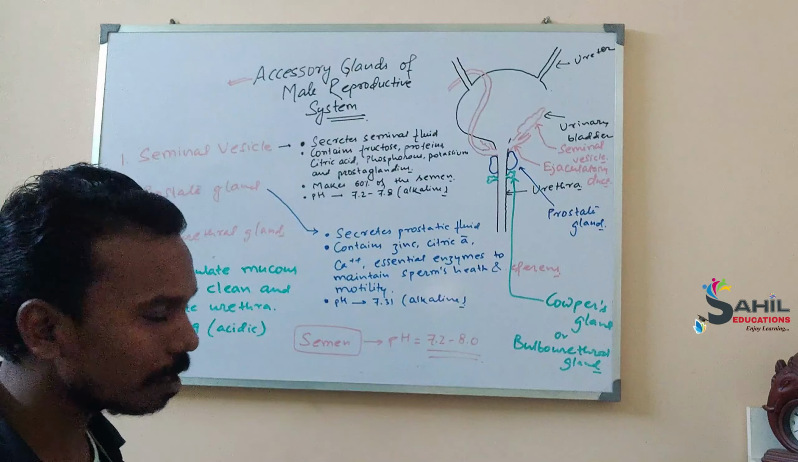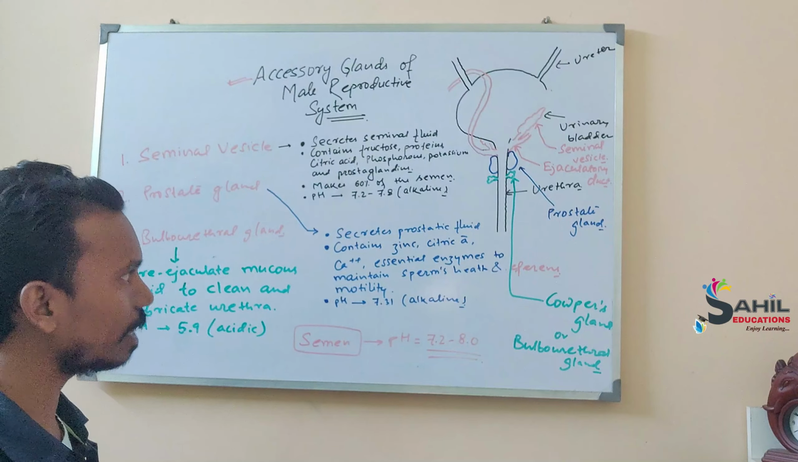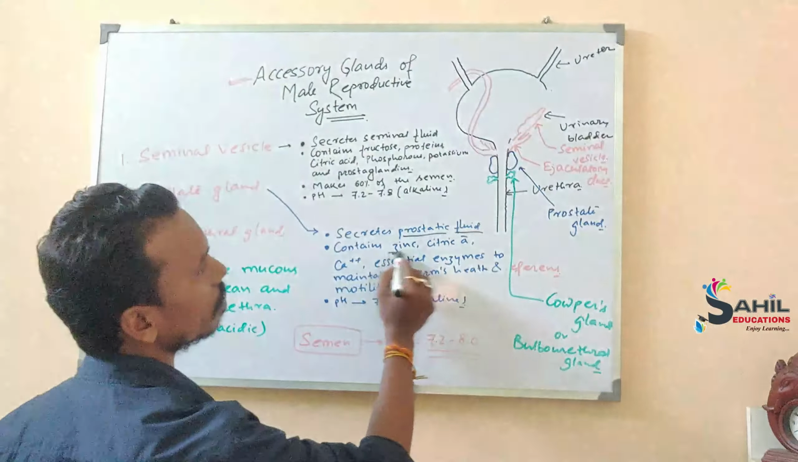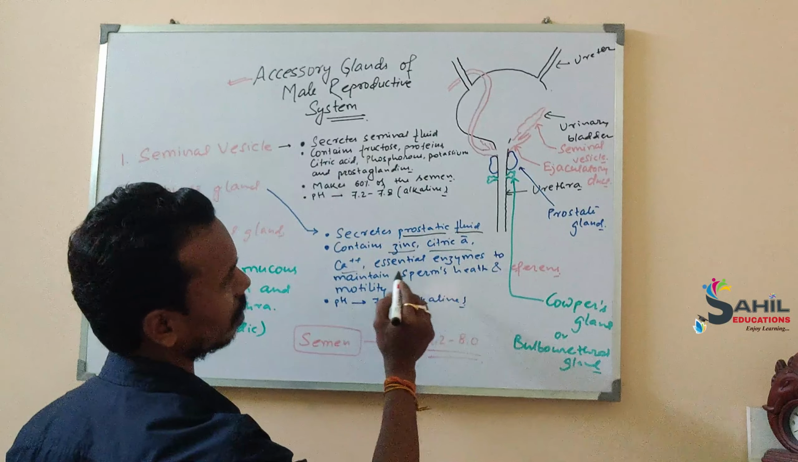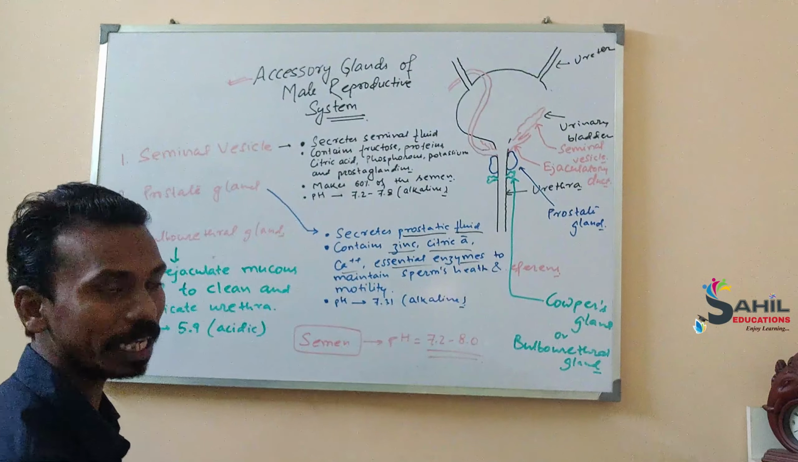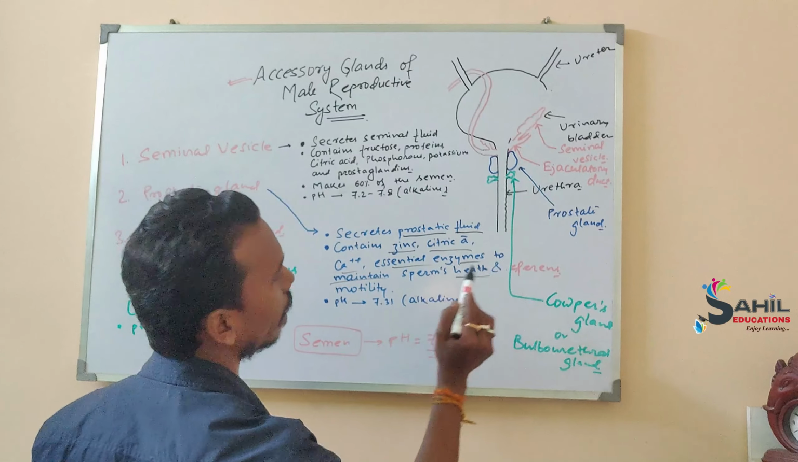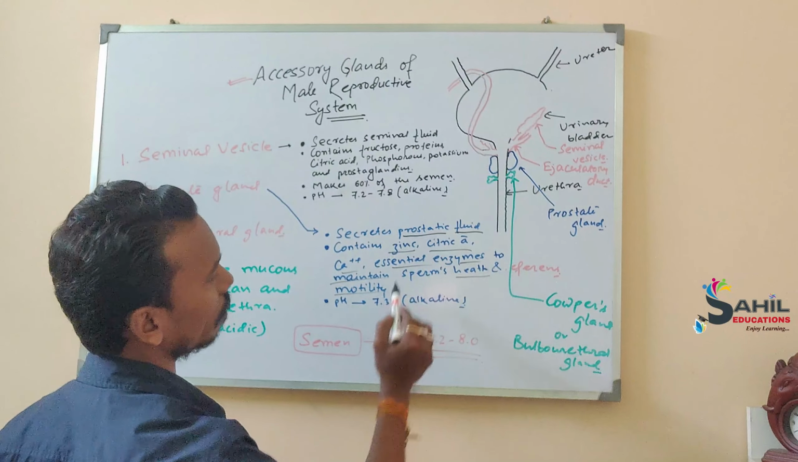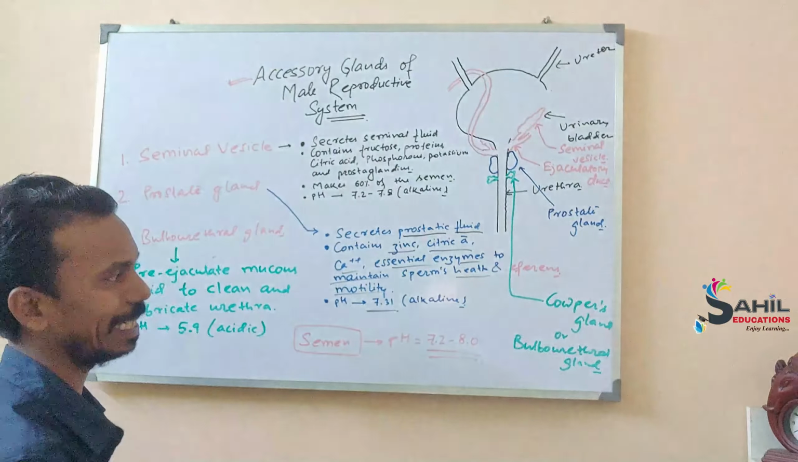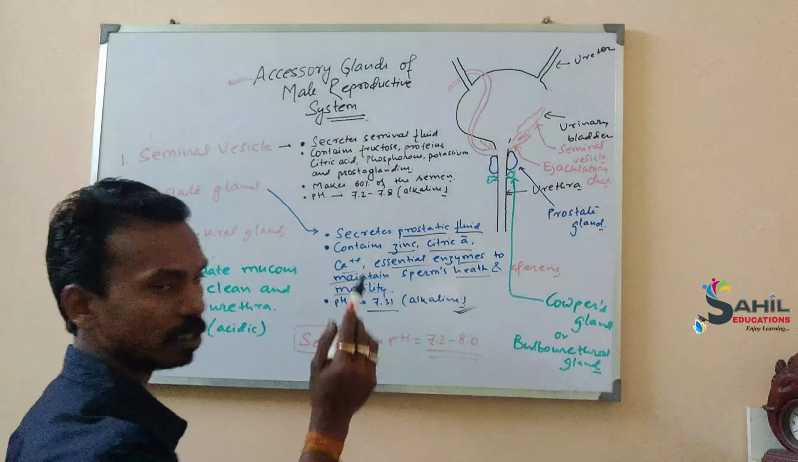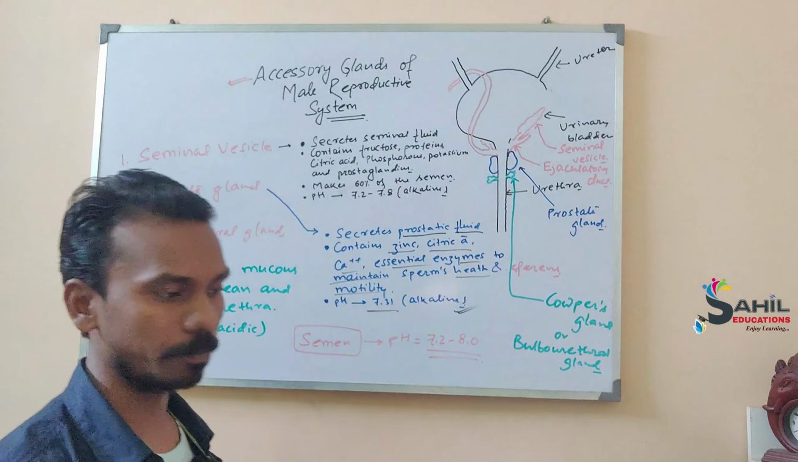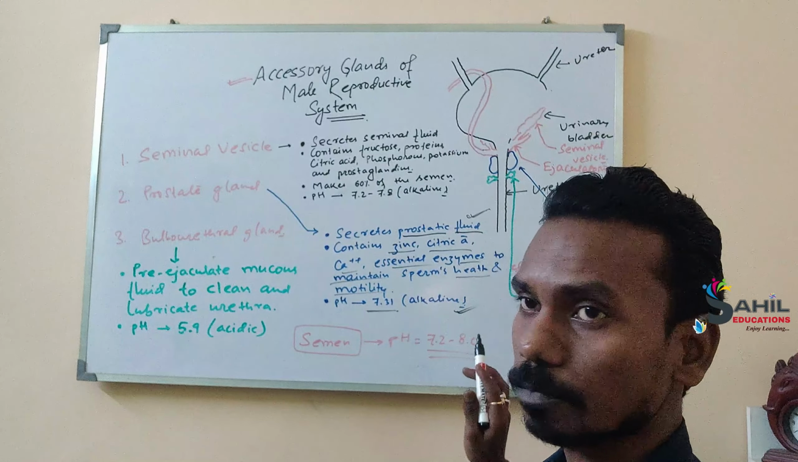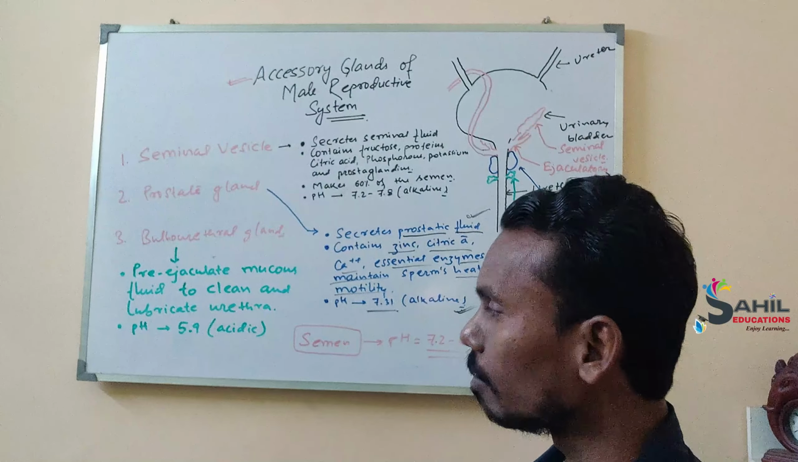Then coming to the prostate gland. The prostate gland secretes the prostatic fluid, which contains zinc, citric acid, calcium, phosphorus as well, and some essential enzymes, so that the sperms will maintain their health and motility as well. Now the pH of the prostatic fluid is 7.31 and its nature is also alkaline. As the pH is 7.31, you know that the prostatic fluid must be slightly alkaline in nature.